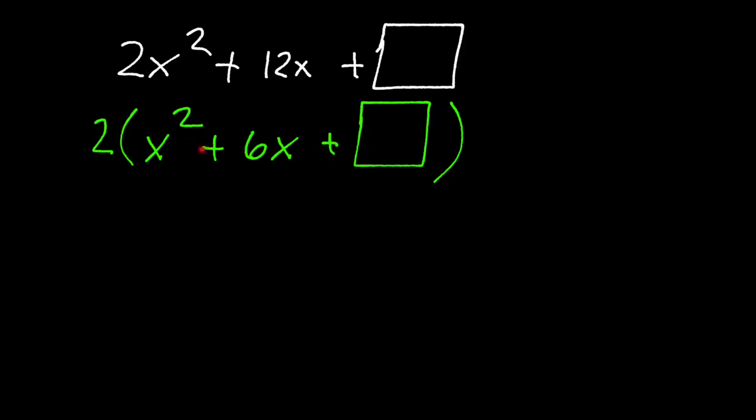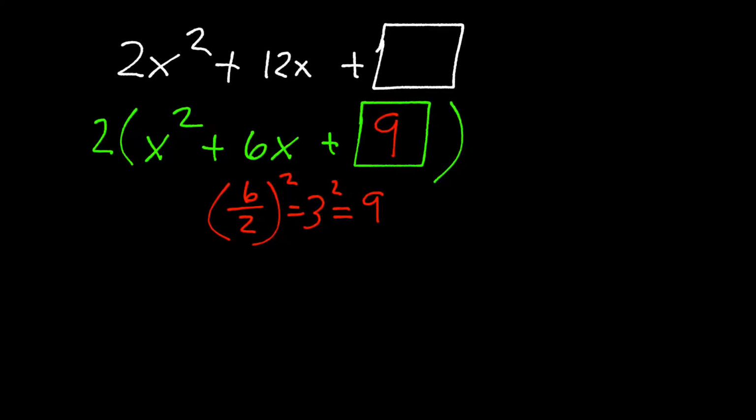And this looks a lot like what we did in part 1. So, what can we do? We can take the b term, which is 6. We can take that 6 and cut it in half, divide it by 2. And then we can square it. 6 divided by 2 is 3. 3 squared is 9. And now we have completed the square for this, x squared plus 6x plus 9.